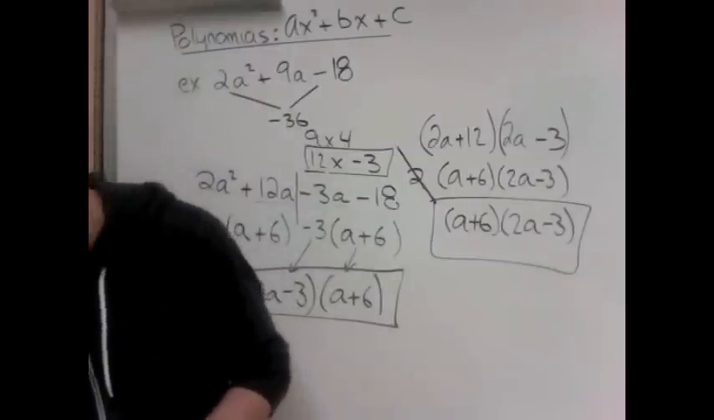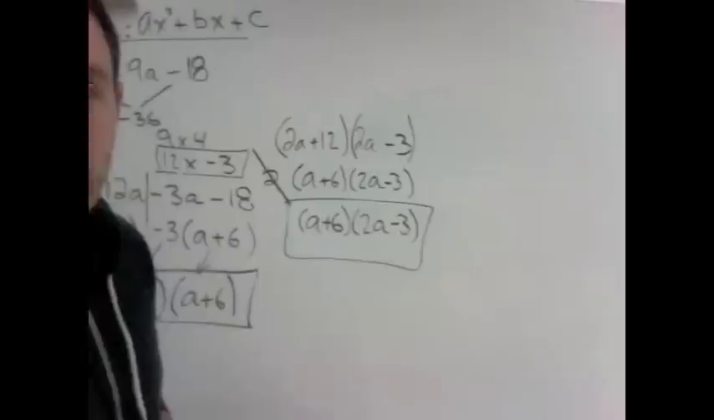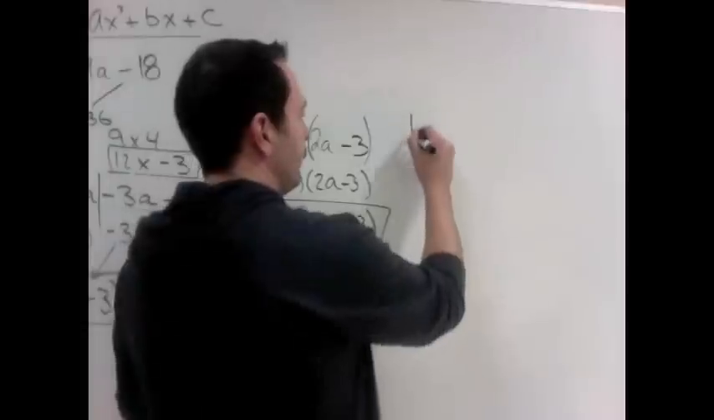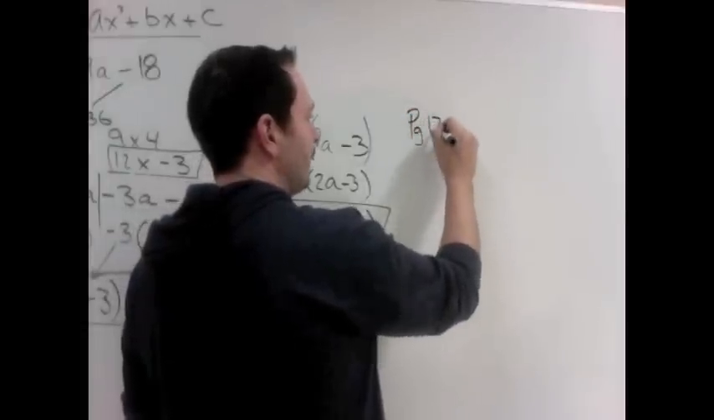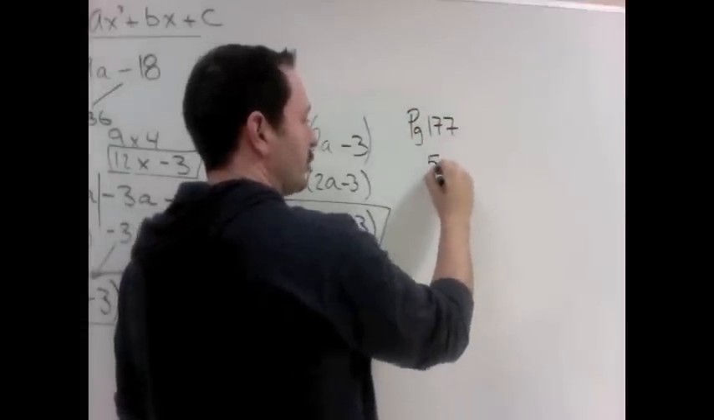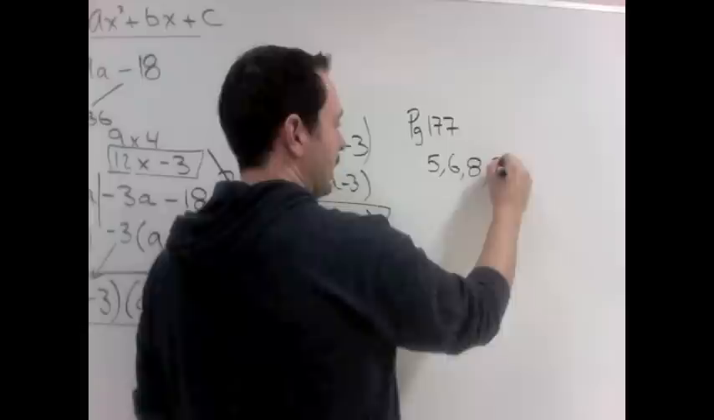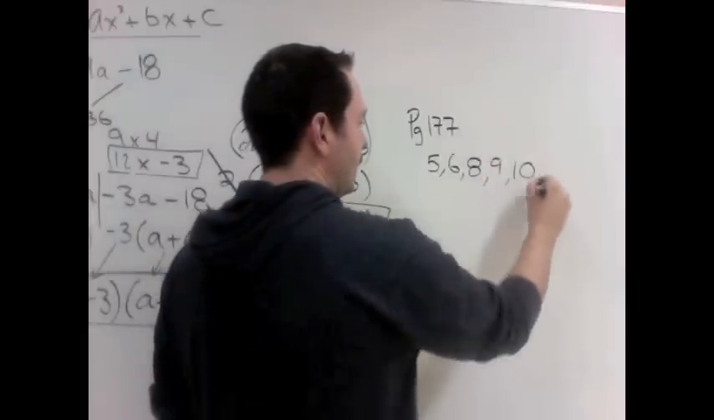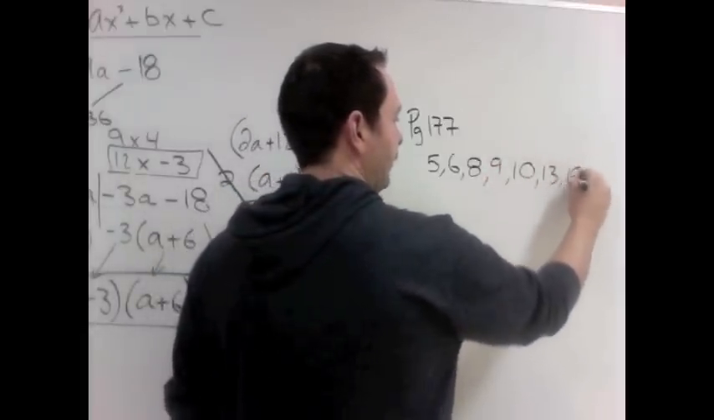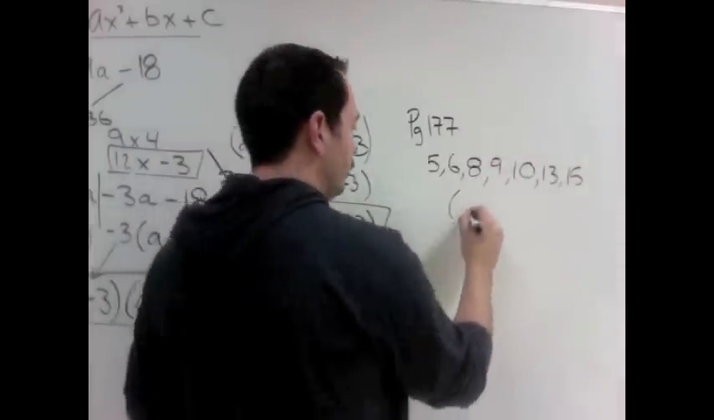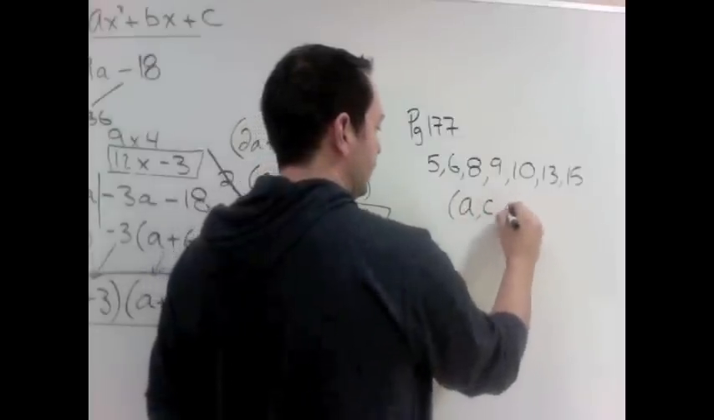Okay. So what I'm going to do now, I'm going to give you the assignment. The assignment is page 177, questions 5, 6, 8, 9, 10, 13, and 15, and I want you to do A, C, and E for each.